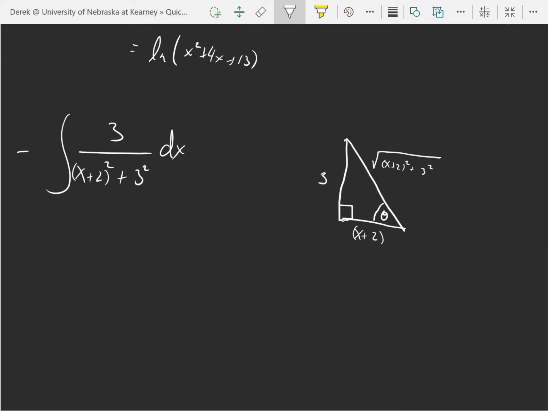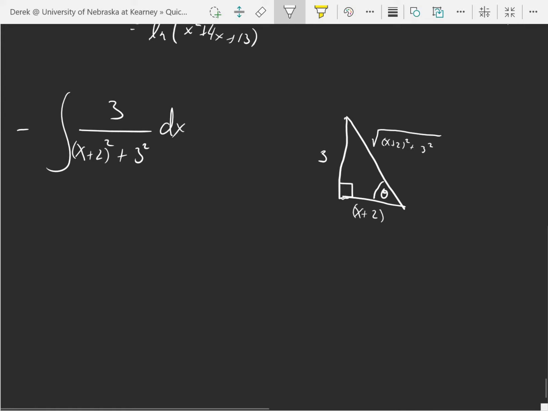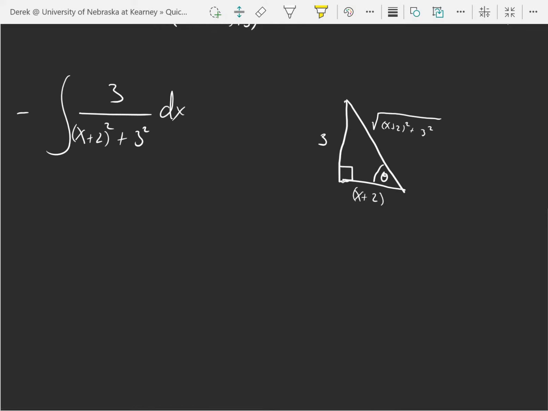It doesn't really matter which side you put where, as long as you've got the hypotenuse as the biggest one. Most books have a preference, but the math works out no matter which way you put the sides of the triangle here.